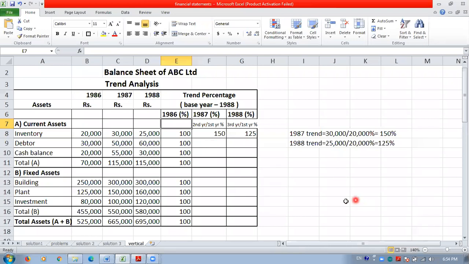What will be the answer for debtor? In case of debtor, tell me the trends for second year and third year. Yes, very good, Aarti. Okay, round off. Omkar is also right. And for third year, take this as a base year. 86 is your base year. Yes, very good, Aarti, Meghna, Sneha. All are right.